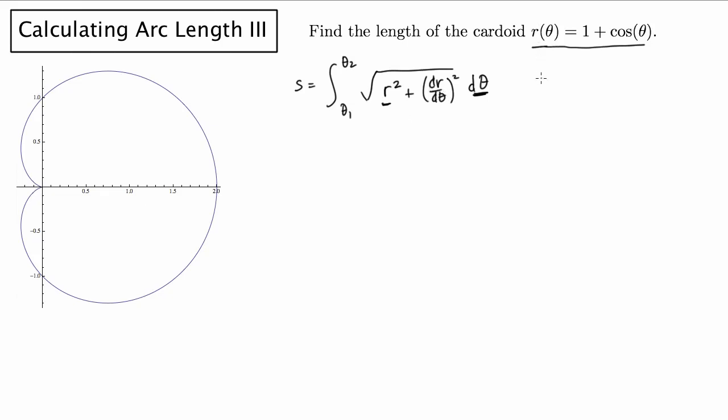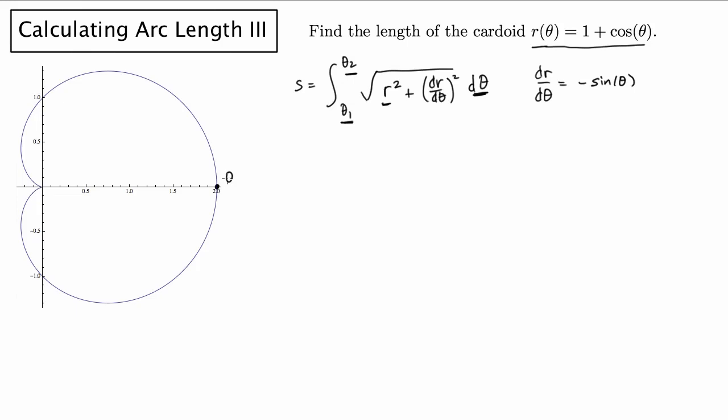So we're already given r. Let's go ahead and find dr/d theta. Here dr/d theta, the derivative of cosine theta with respect to theta, is minus sine theta. Alright, keeping that in mind, let's go ahead and go over to the curve. We need to determine theta 1 and theta 2.